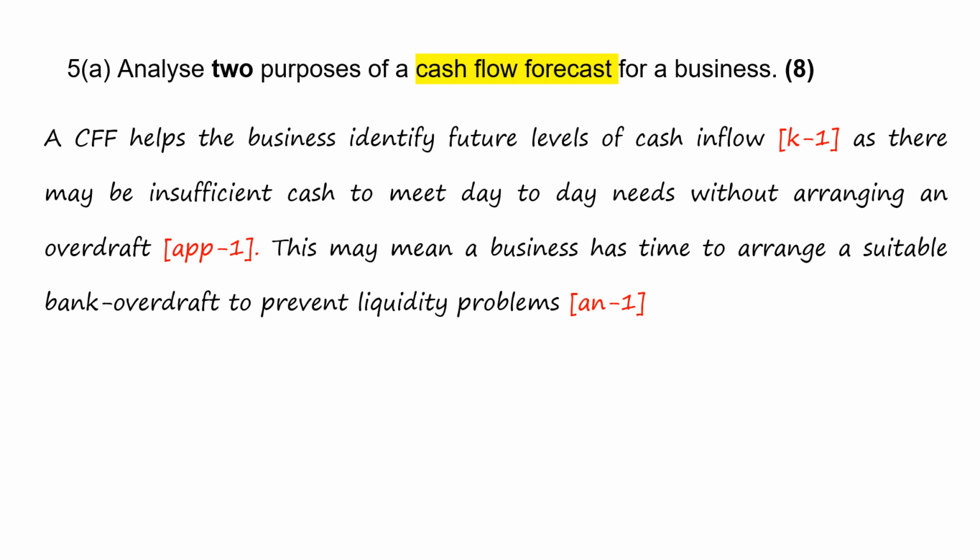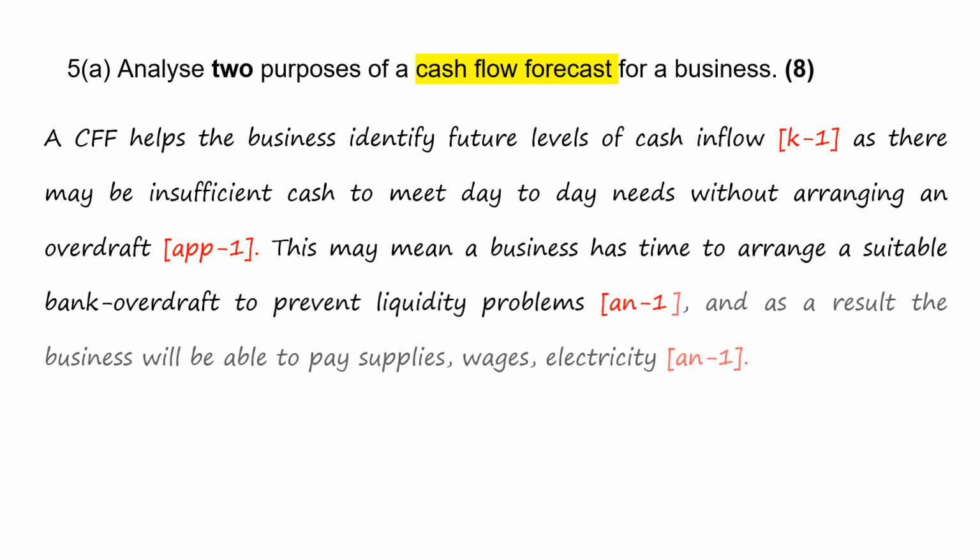So we'll have to continue this analysis point. That is, we have to provide a developed analysis: to prevent liquidity problems and as a result, what will happen? This is what we call a chain of analysis. And as a result, the business will be able to pay supplies, wages, electricity. Okay? That is a full-fledged 4 marks. There, we have 4 points.